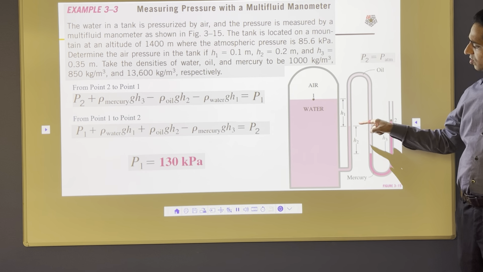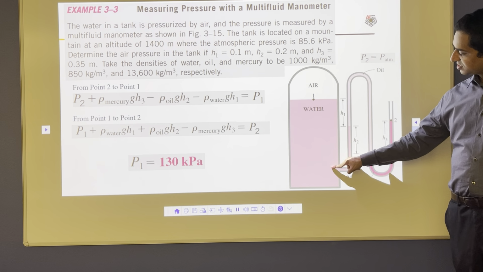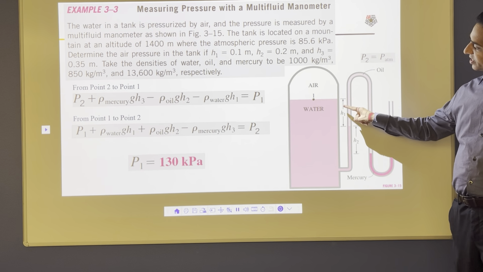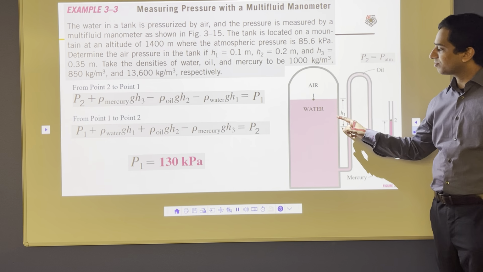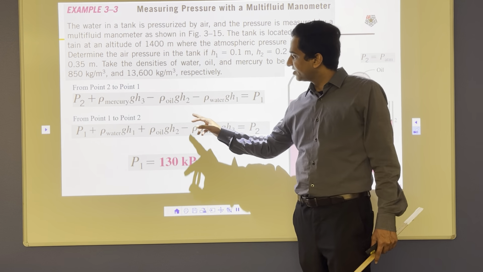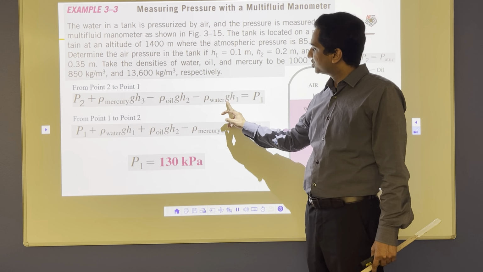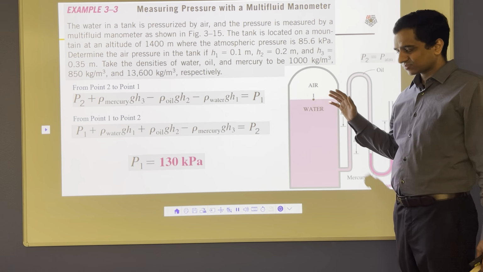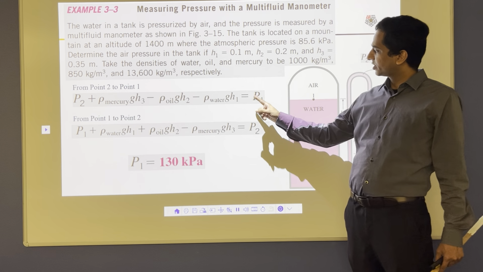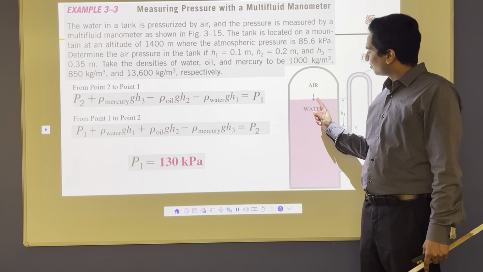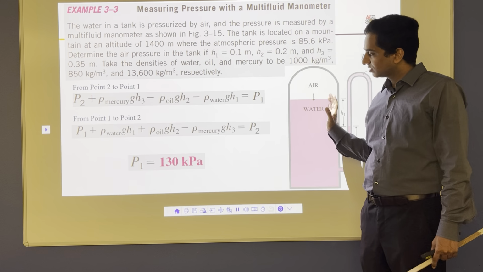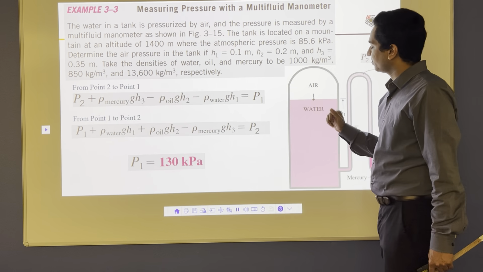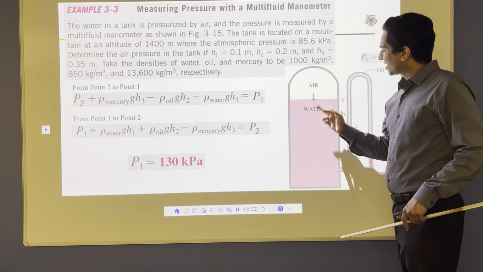Then now water begins here, and water ends here. So again, water is ending in the upward direction with height H1. So I'm going to say upward direction, minus rho g h: density of water g H1, upward. And once I reach point 1, all you have to do is simply put an equal sign, equal to P1. And that's the equation. You solve the equation, and then you will get the answer for the pressure at point P1. There is another way to do it. You can go from 1 to 2.